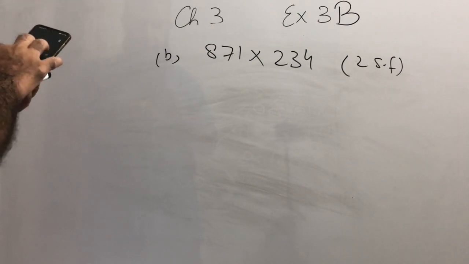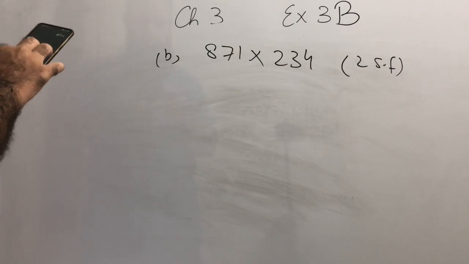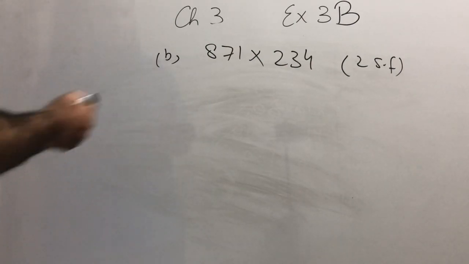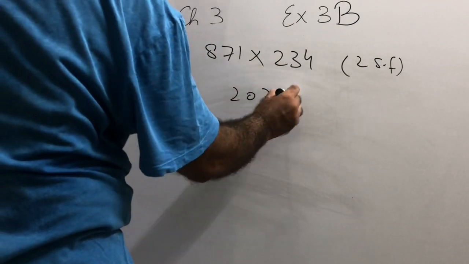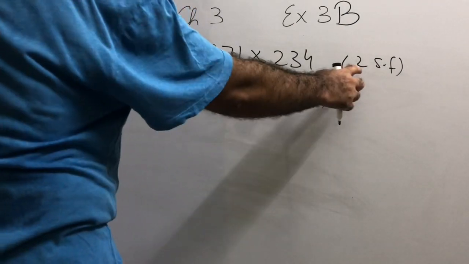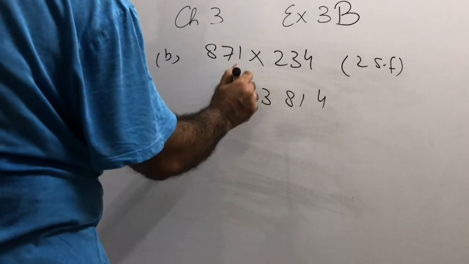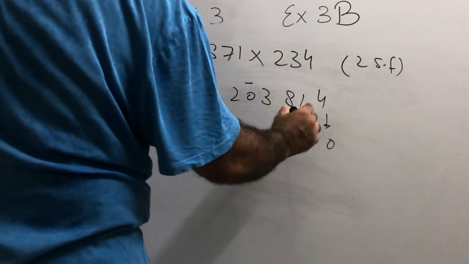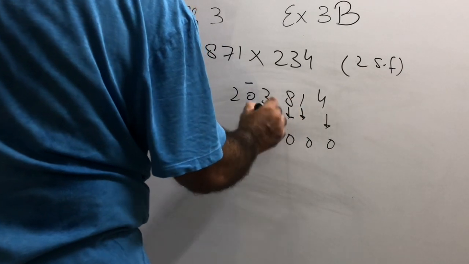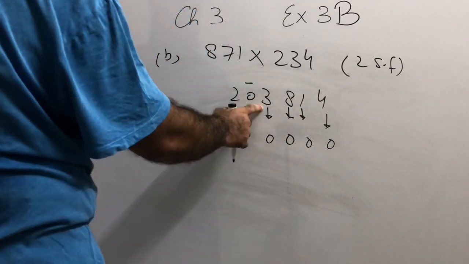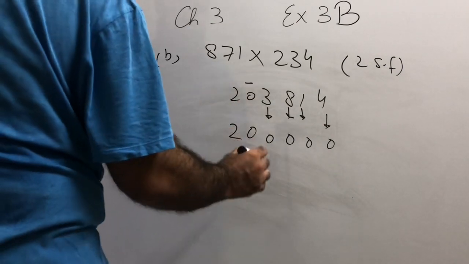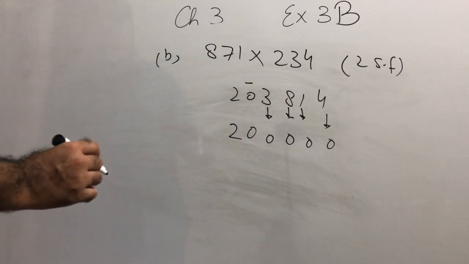871 multiplied by 234, we get 203814. We get 203814, but we need only two significant figures, 1 2 up till here. So we round off, it becomes 0, 0, 0, 0. Okay, 3 is less than 5, no change here, it becomes this. So this is the answer for part B.